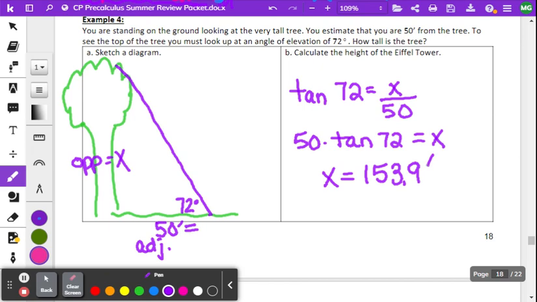Okay, so check your work. Hopefully you also got about 153.9 feet for the height of the tree. Check your diagram, check your work in your calculator, and hopefully you did all right.